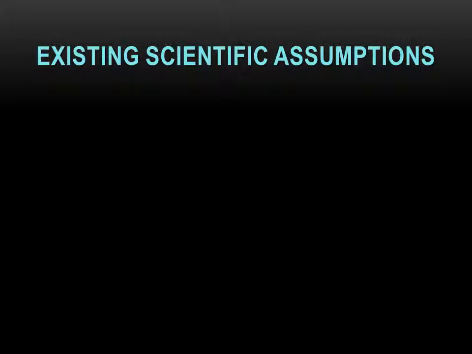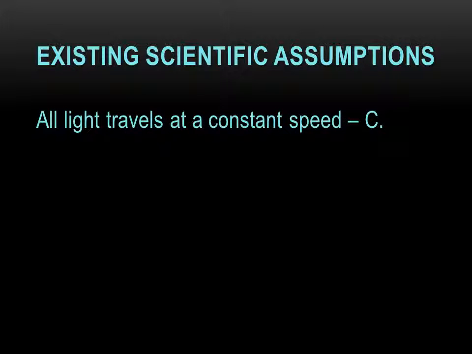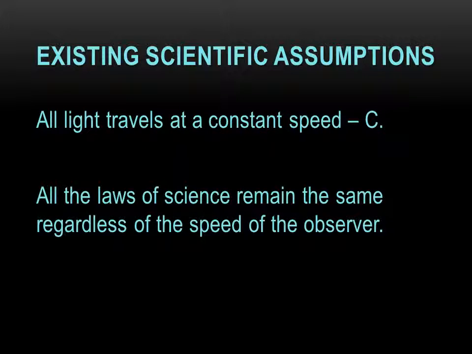In discussions about relativity, scientists often assume that two things are true about the fundamentals. The first assumption is that all light travels at a constant speed c. And secondly, it is assumed that all the laws of science remain the same regardless of the speed of the observer. One of those assumptions is true, and the other is not. The following thought experiment demonstrates the problem with the assumption about light.